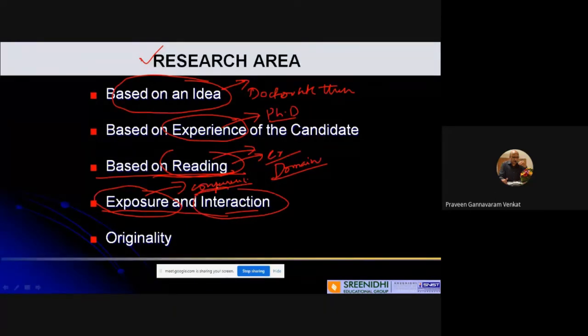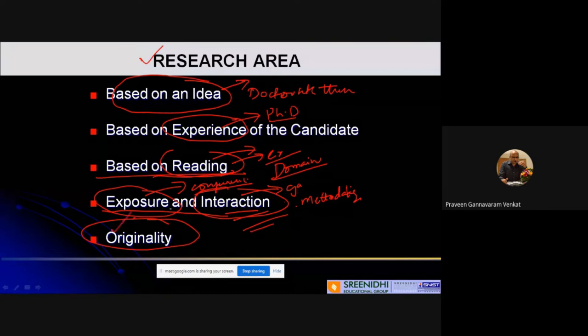And in the interaction with people, we will find a galaxy of people who are stalwarts in some particular area. If we interact with them, we may get some ideas, and our methodology can be defined. Methodology means it is a path. And originality, it is also based on originality. So it should always be original.